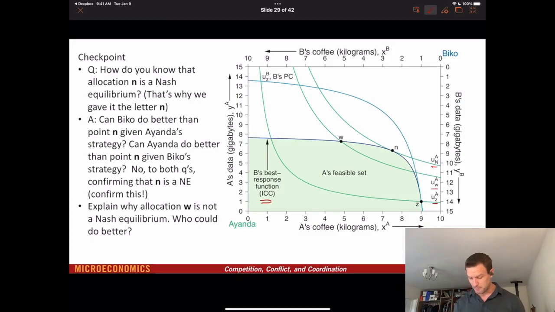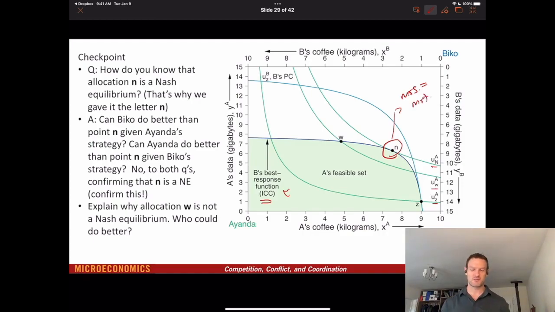What we can see is that at point N, what happens? We have MRS, so the negative slope of her indifference curves, equal to the MRT, the negative slope of the constraint, or the negative slope of the best response function. So this best response function over here is giving us the MRT. So MRS equals MRT.